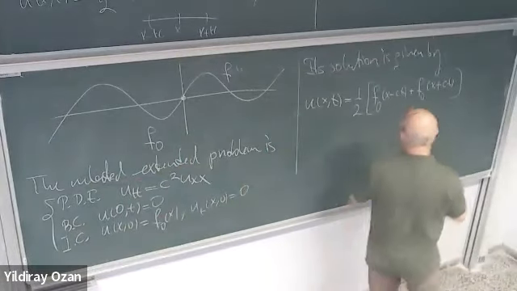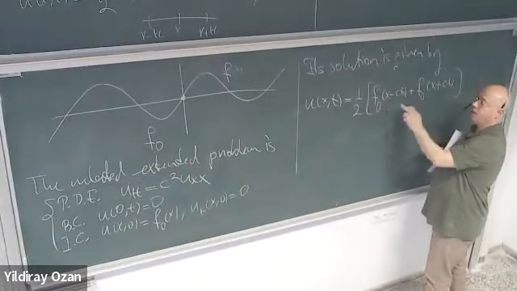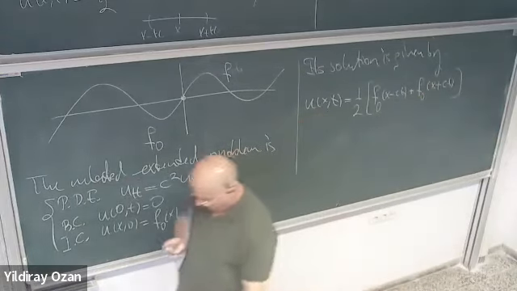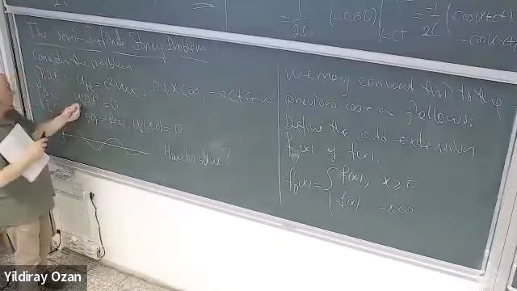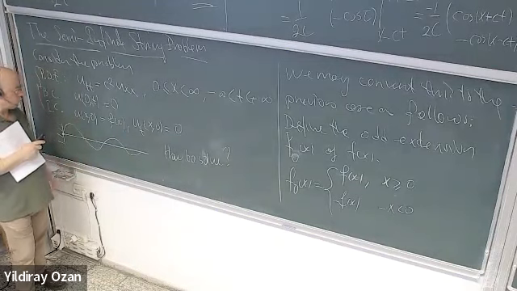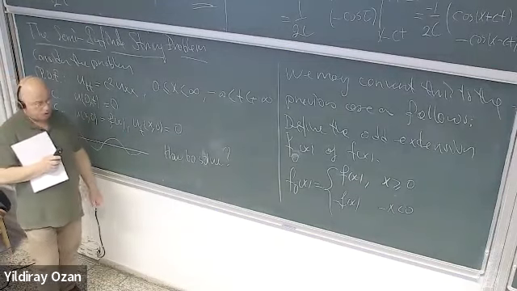This is an odd function. Therefore, when I plug zero here, I get zero. But that corresponds to saying that our solution satisfies this boundary condition. What about the initial conditions?